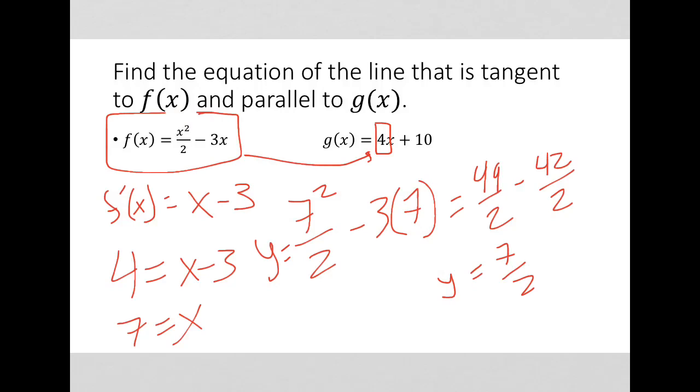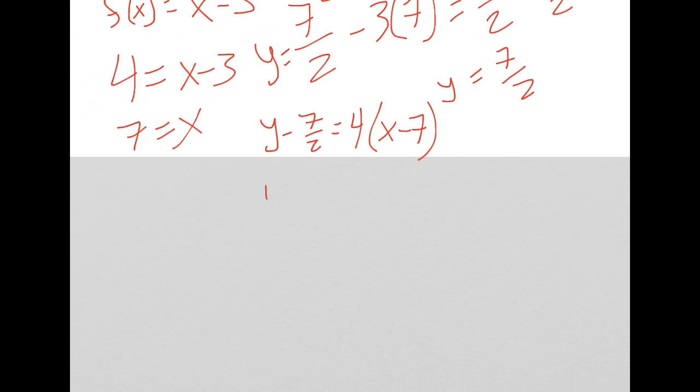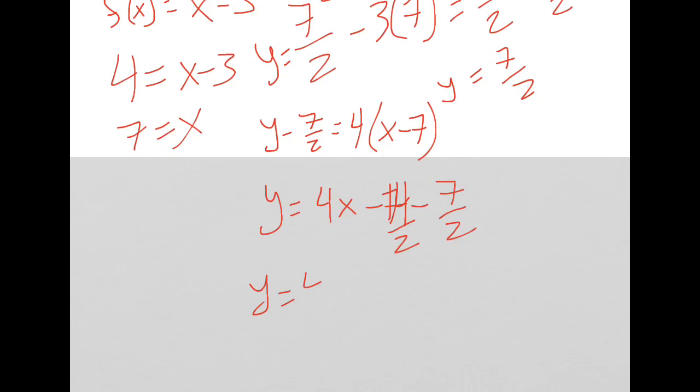So then I can write my equation, y minus 7 halves equals my slope, which is 4, times x minus 7. And let's go ahead and write this in slope-intercept form so we can check our work on the calculator. y equals 4x minus 7 plus 7 halves. So I'm going to rewrite 7 as 14 over 2. So I can get y equals 4x minus 14 minus 7 gives me negative 21 over 2.